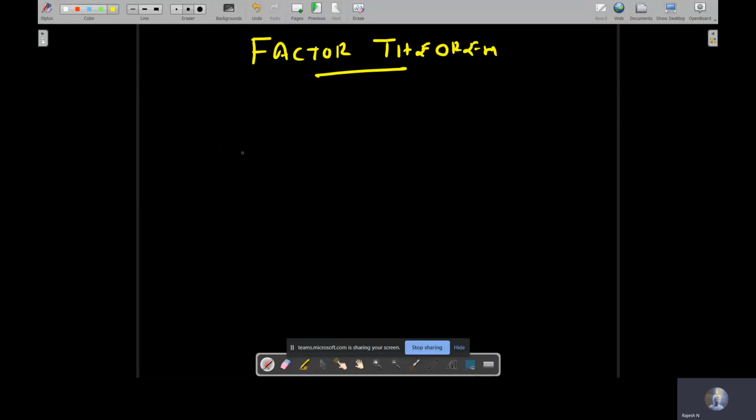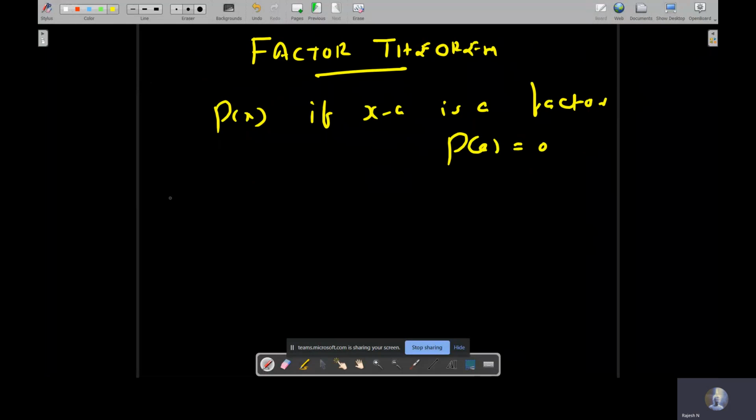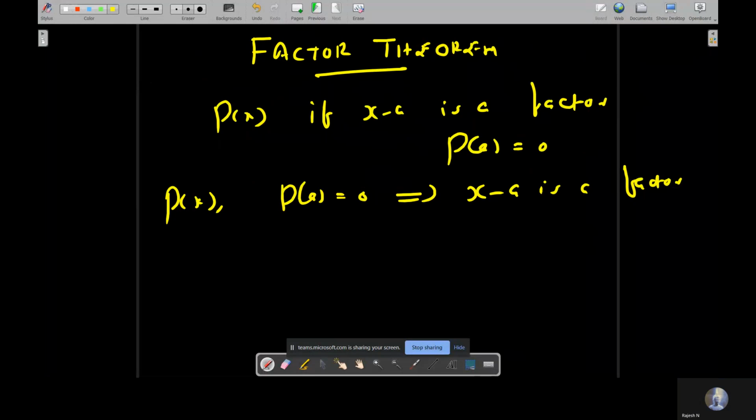Factor theorem means in a polynomial p(x), if x minus a is a factor, then p(a) is equal to 0. Or another way we can say, in a polynomial p(x), if p(a) is equal to 0, it implies x minus a is a factor. Similarly, we can continue like that.